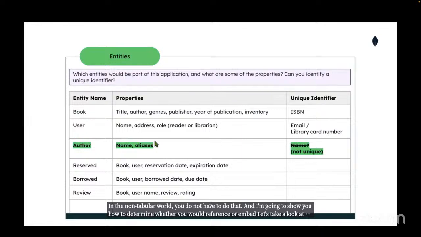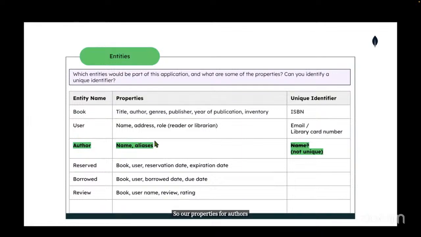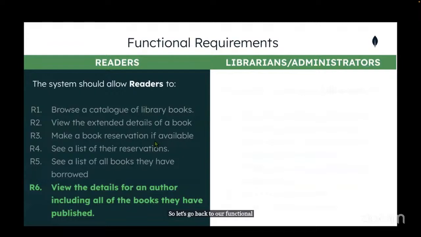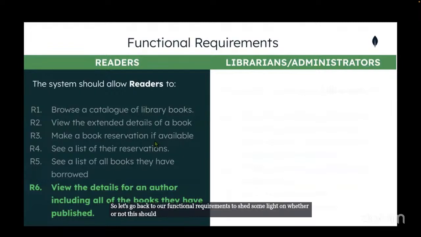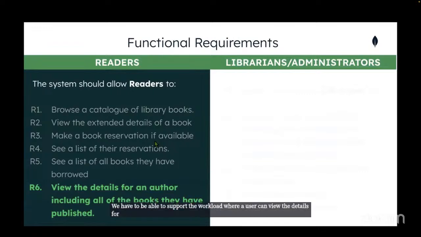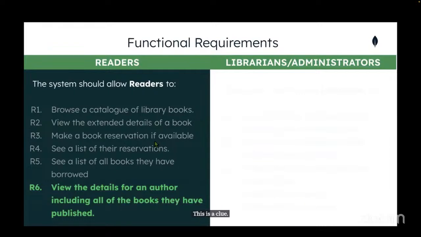So our properties for authors, they have names, they have aliases, and their names are not unique, okay? So let's go back to our functional requirements to shed some light on whether or not this should be a separate entity or a separate collection. And the final set of functional requirements is going to give us a clue. We have to be able to support the workload where a user can view the details for an author, including all of the books that they have published. Okay, this is a clue. View the details for a specific author, including all their books.